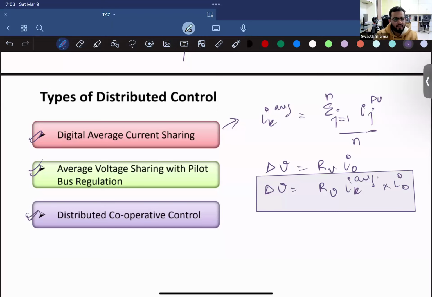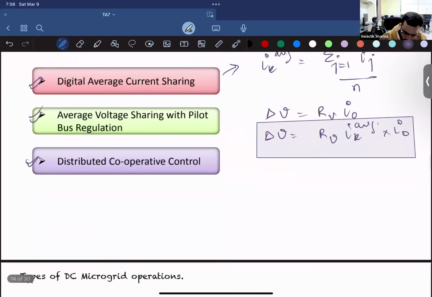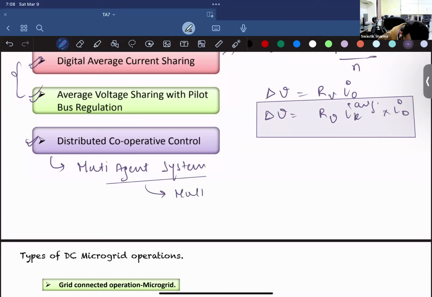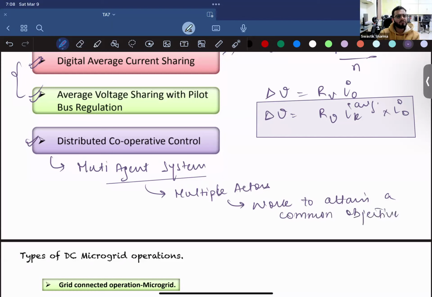Next is distributed cooperative control. Now, this is something that I want to talk about in depth. These two are the same, and this is something new. This works on the theory of multi-agent systems. In multi-agent systems, there are multiple different agents. Agents are what? Actors, let's say. Multiple actors that work to attain a common objective. But all of them work independently.